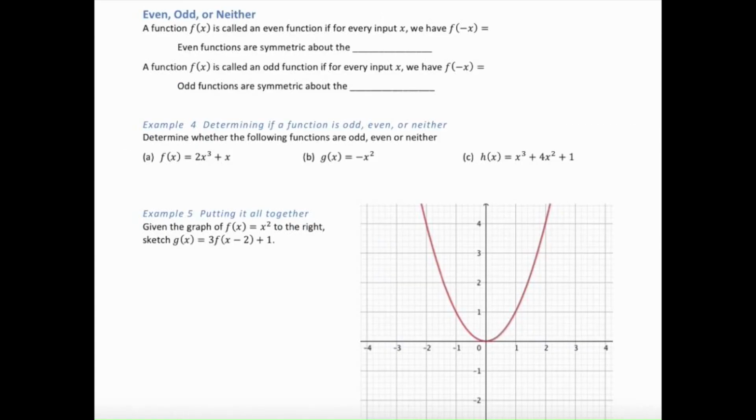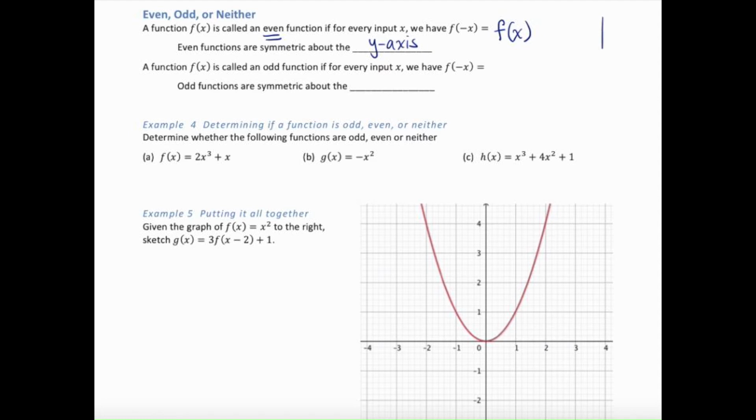The next concept we're going to discuss is functions that are even, odd, or neither. A function f of x is called an even function if for every input x we have f of negative x equals f of x. And this makes an even function. So if you notice, an input of a negative value has no effect on the output of the function. Even functions are symmetric about the y-axis.